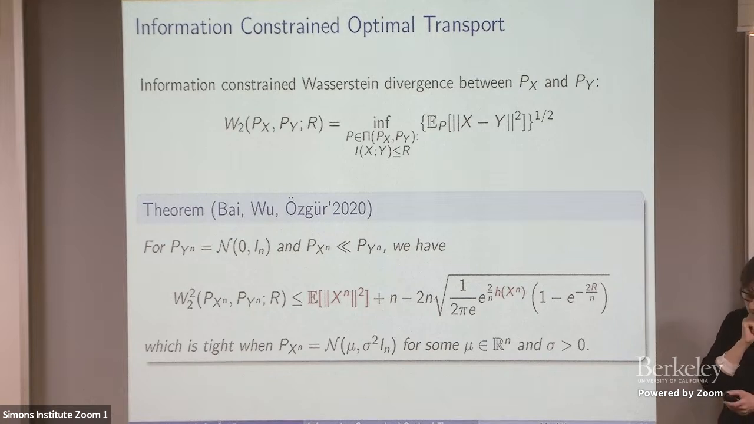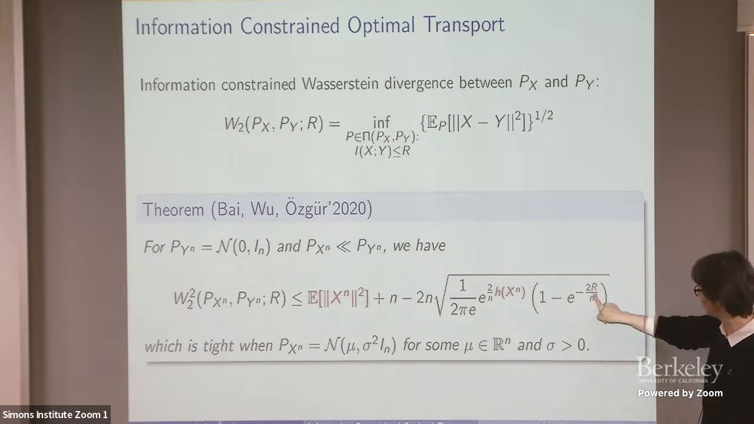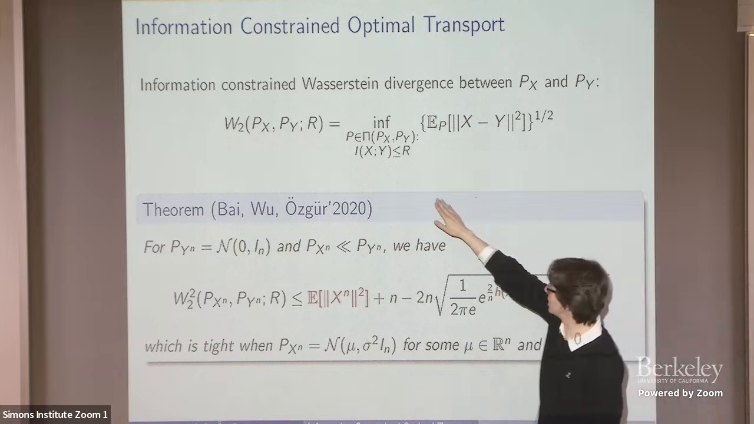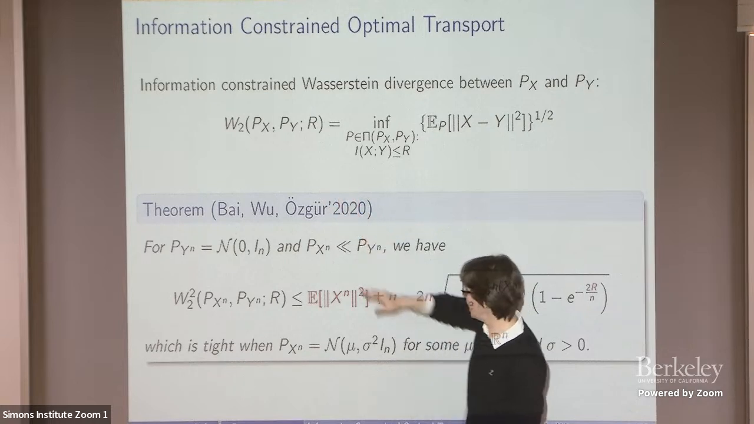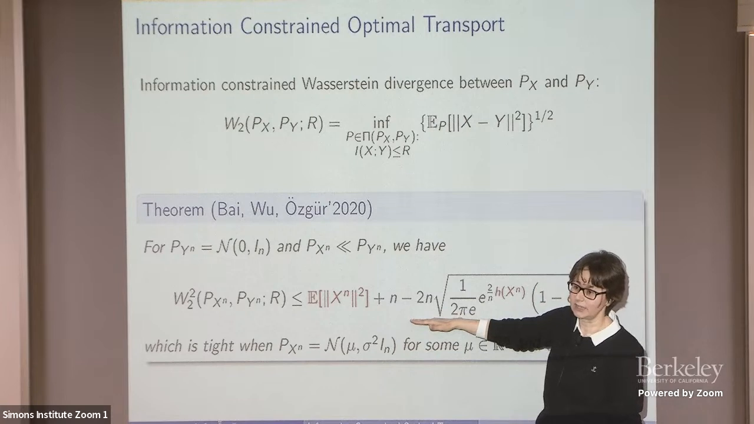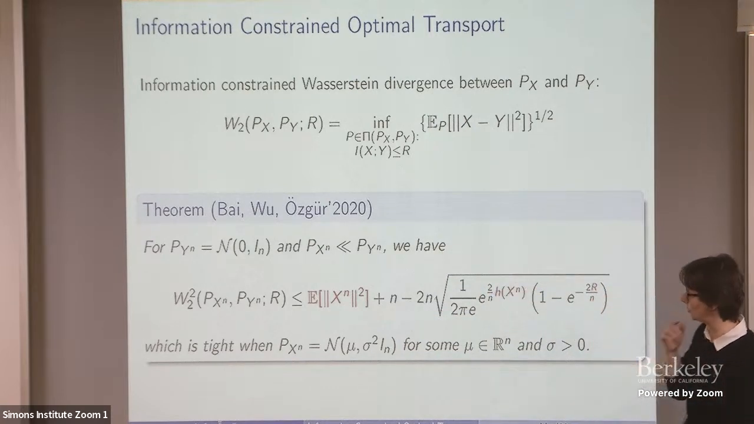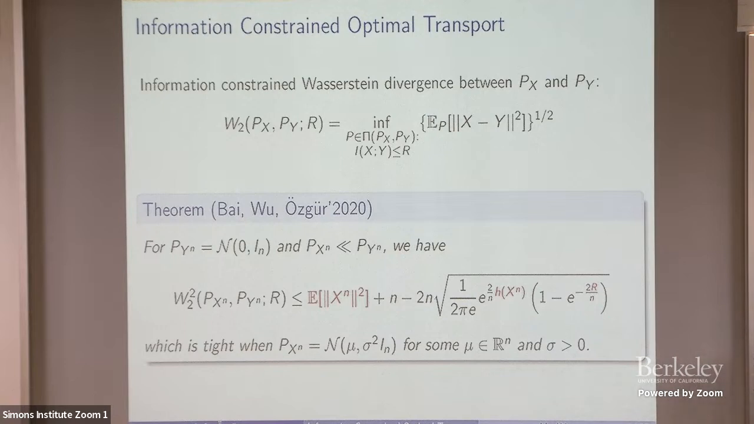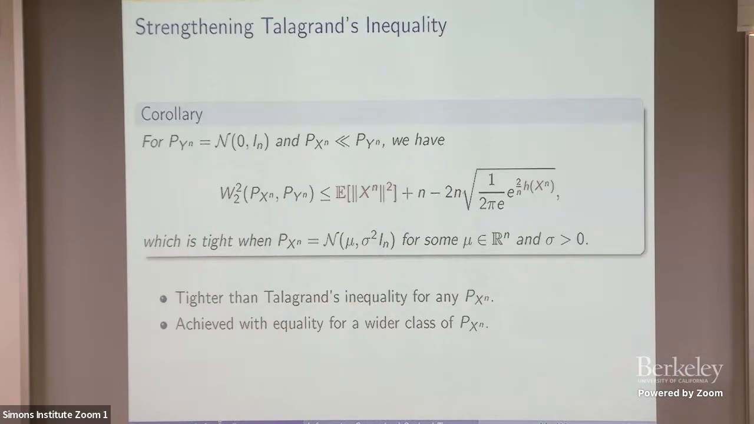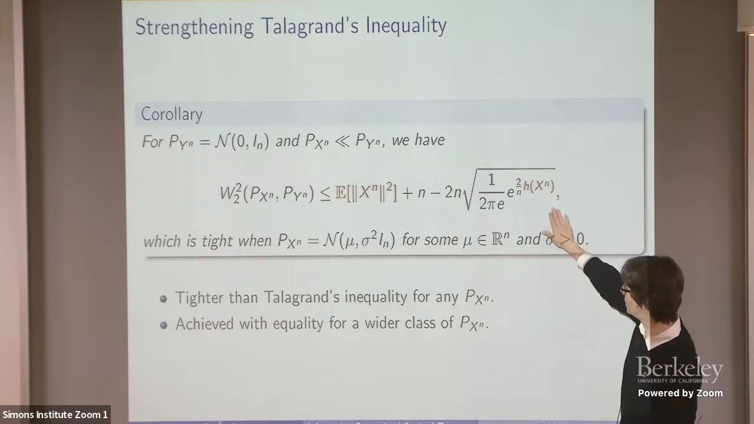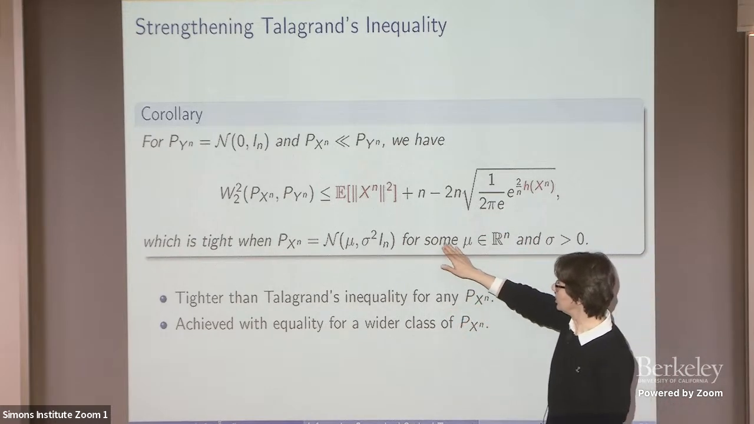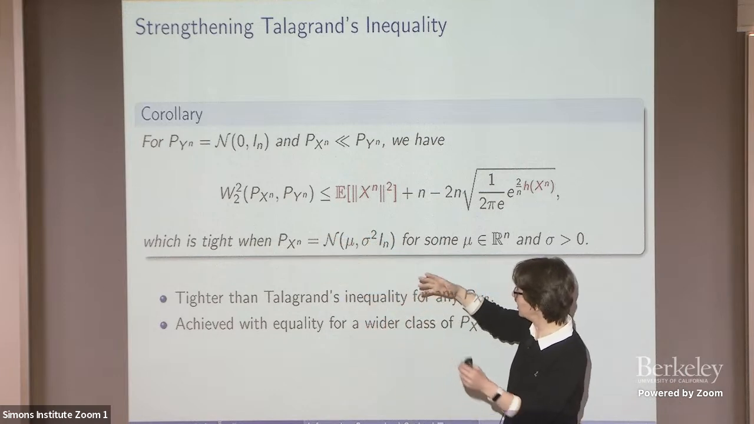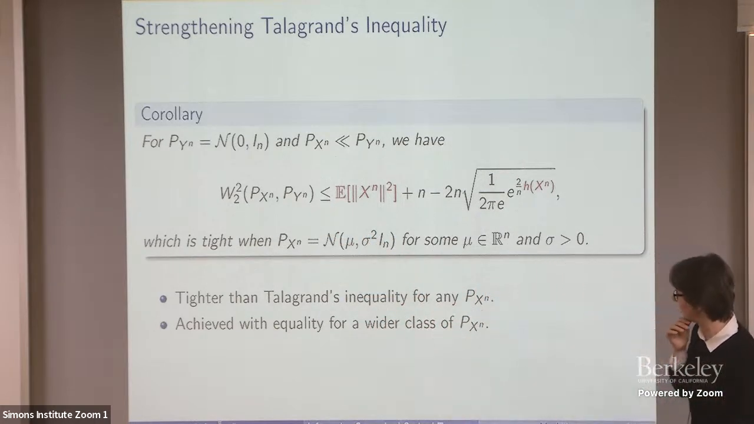Okay, so why is this interesting? Well, as a sanity check, you can take R to infinity. When you take R to infinity, you are essentially removing this constraint, so this quantity just reduces to the standard Wasserstein distance. Then you can see what you get on the right-hand side and compare it to the right-hand side of Talagrand's inequality. If you do that, this is what you get. And you can prove that this inequality is always tighter than Talagrand's inequality. And actually, it's achieved with equality for a slightly wider class of distributions as compared to Talagrand's inequality.